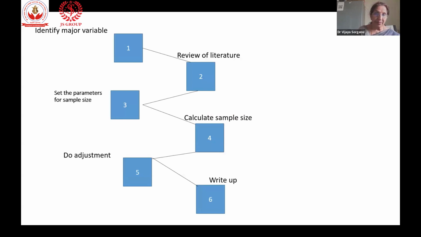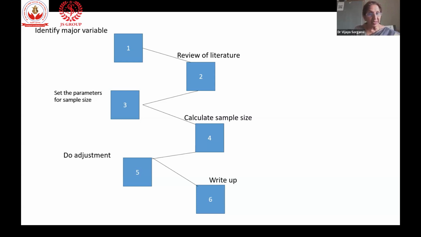Means what is the major variable, because when we see published articles, previous articles, we will get different variables, including demographic variables, different variables we collect. We have to identify the important or major variable related to the objective or aim of the study from the article.